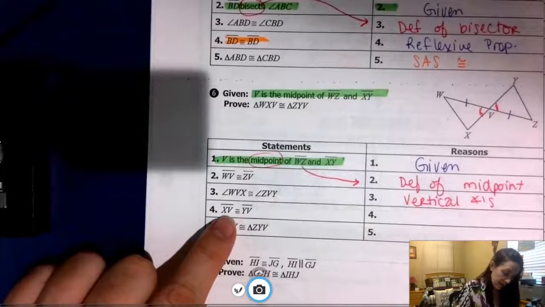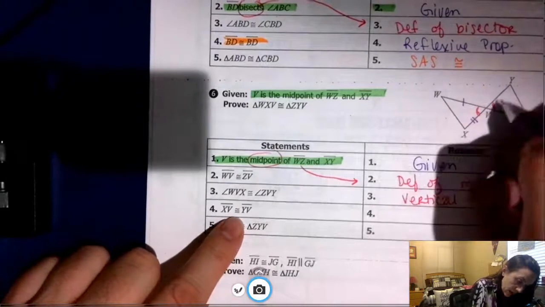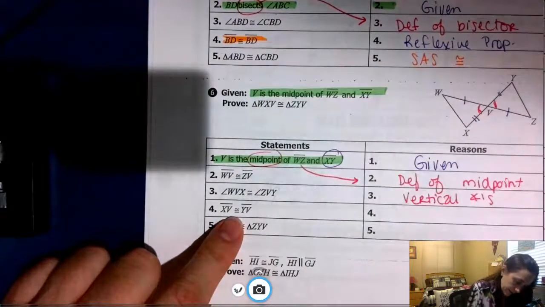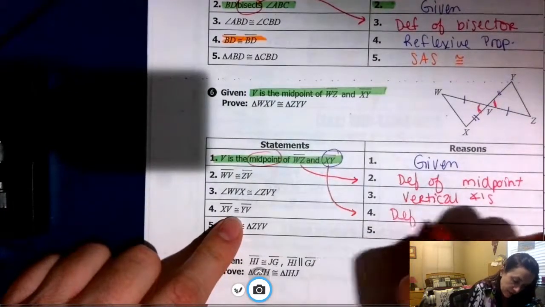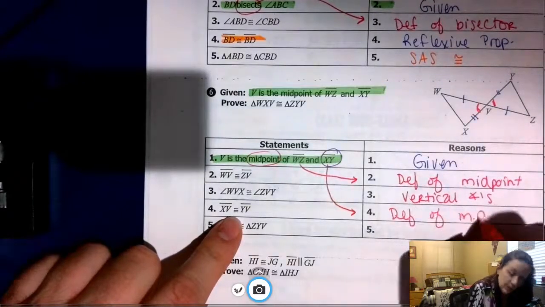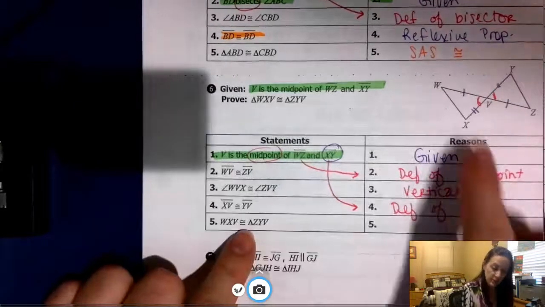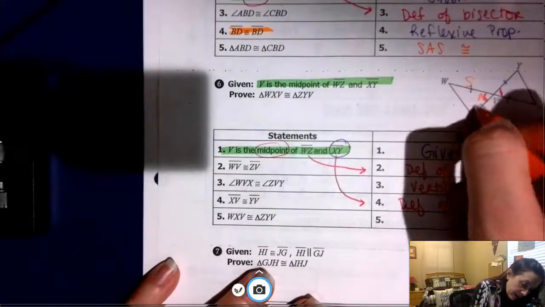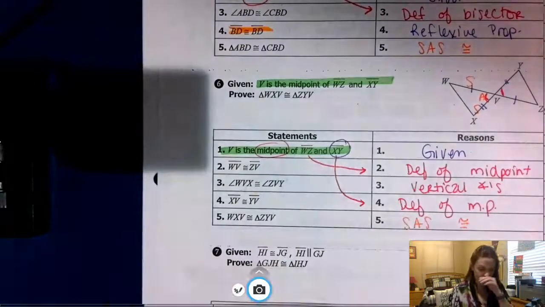And then here it tells me that XV is equal to YV because V is the midpoint of XY. So again, here's another definition of midpoint. So it's using what we know to prove what we want to prove. Now, do I have enough information? I have a side, an included angle, and a side. And that's what we're looking for.